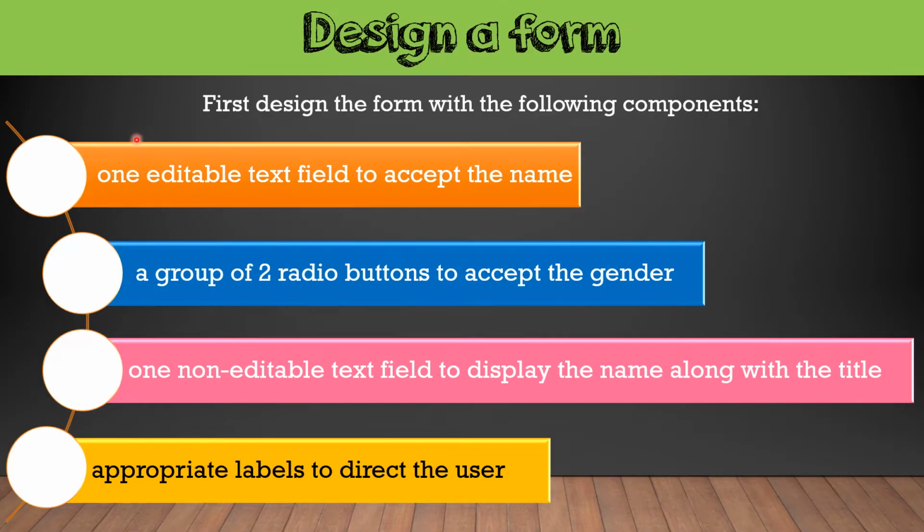So what are the components that we need to add in our form? One editable text field to accept the name. Means first of all we have to add a text field, and this text field would be editable. Means we can edit this text field, or you can say the user can give the input in this text field. That is why it is said to be editable.